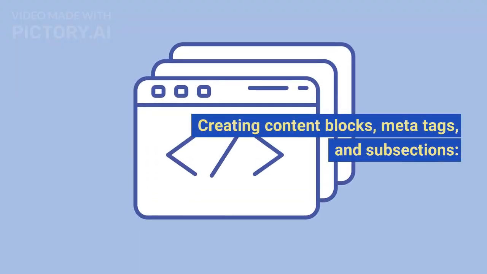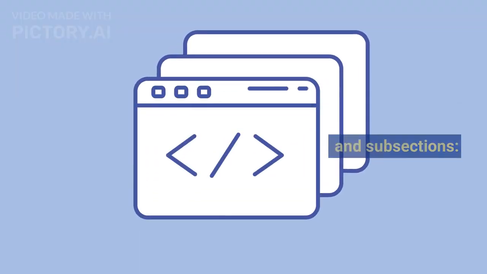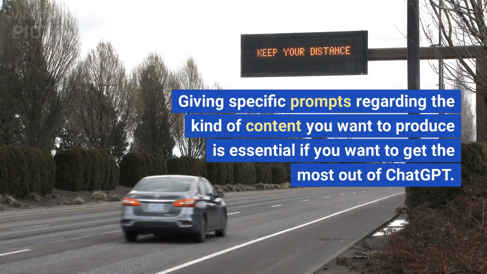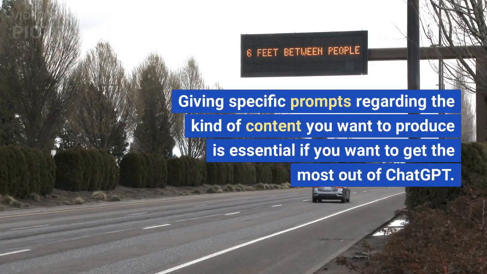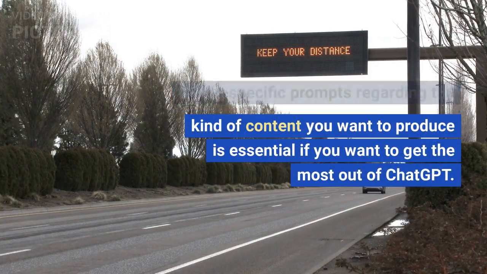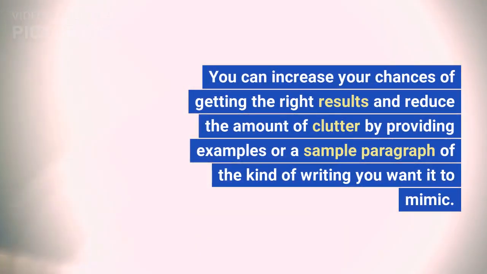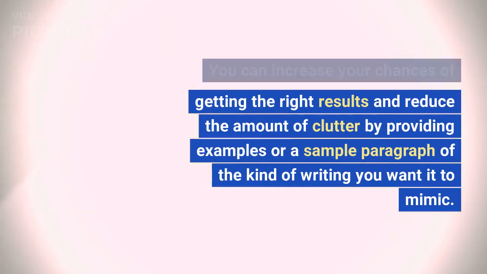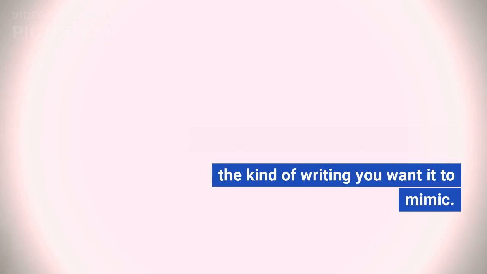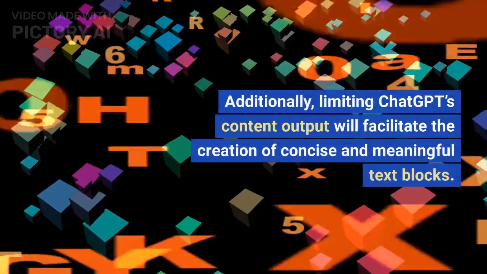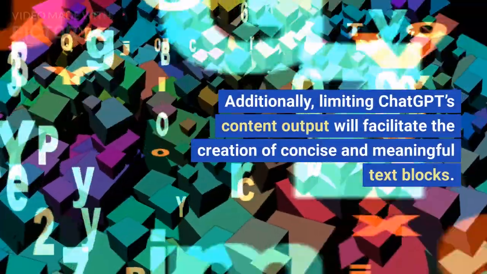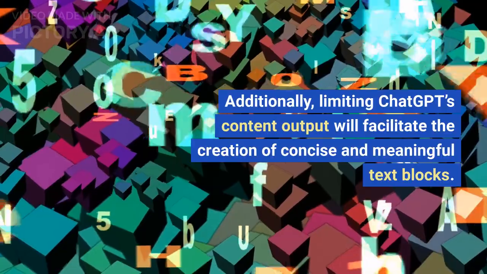Creating content blocks, meta tags, and subsections. Giving specific prompts regarding the kind of content you want to produce is essential if you want to get the most out of ChatGPT. You can increase your chances of getting the right results and reduce the amount of clutter by providing examples or a sample paragraph of the kind of writing you want it to mimic. Additionally, limiting ChatGPT's content output will facilitate the creation of concise and meaningful text blocks.